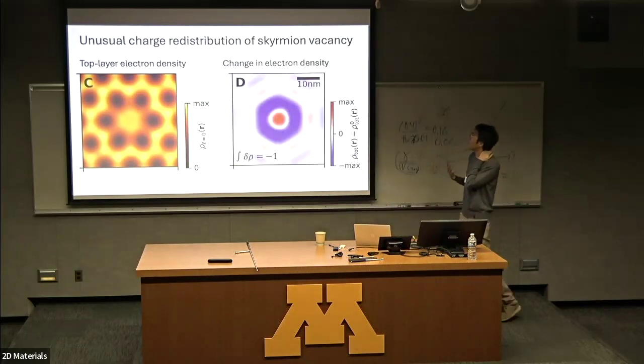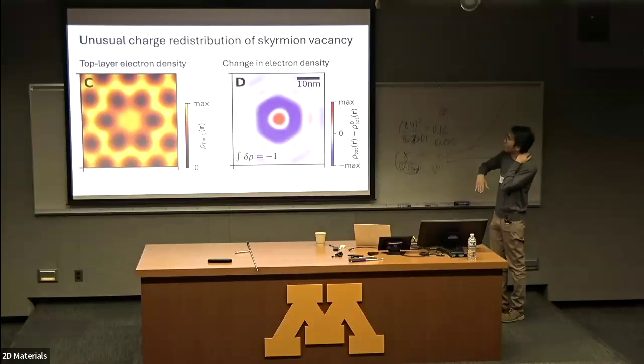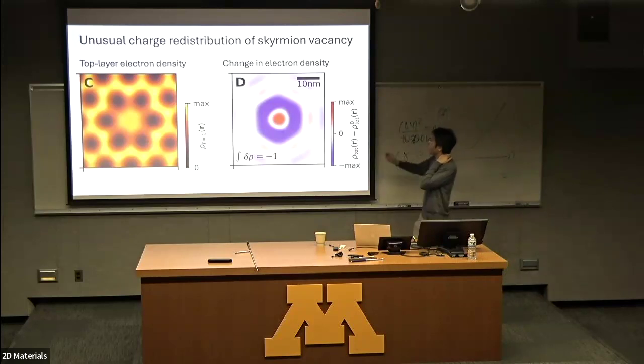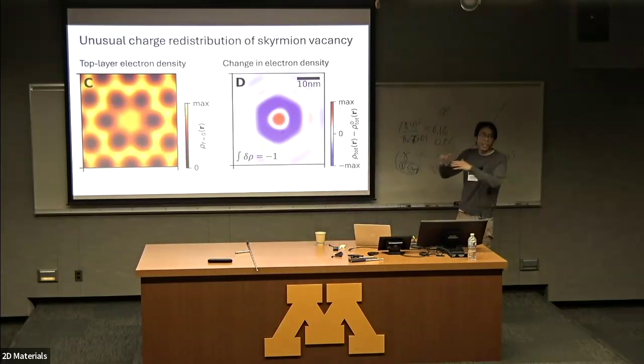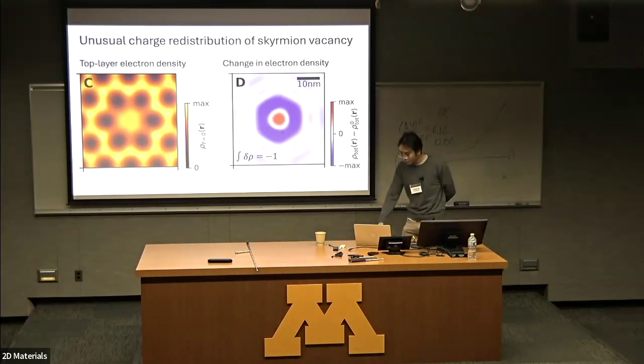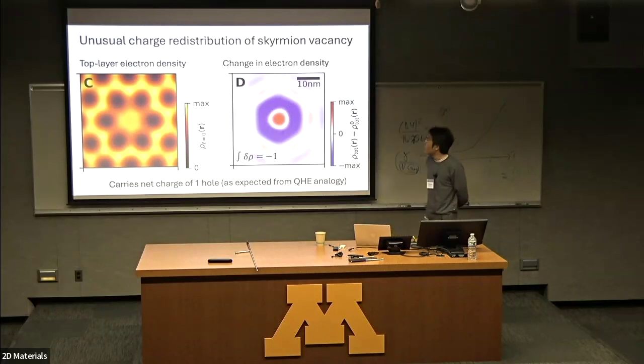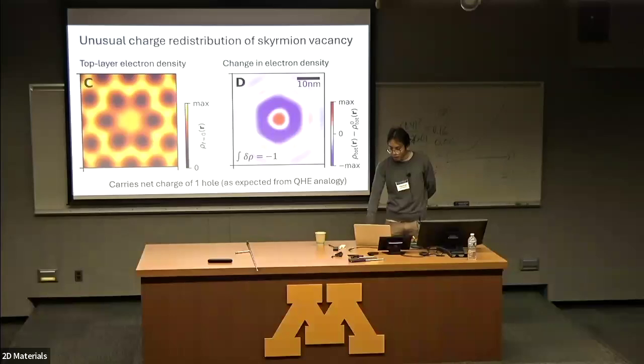And you can look at the change in the electron density relative to the nu close to 1 state, and you get this weird pattern where in the very middle your total charge density is increased, but then in the halo surrounding it, your charge density is decreased, such that the integral has to be minus 1, because this is one hole. The fact that the Skyrmion vacancy carries a charge of one hole is expected from this quantum Hall analogy, since at nu equals 1 you basically have 1 electron per magnetic flux. Getting rid of one of these Skyrmions is like getting rid of 1 magnetic flux for the quantum Hall state.